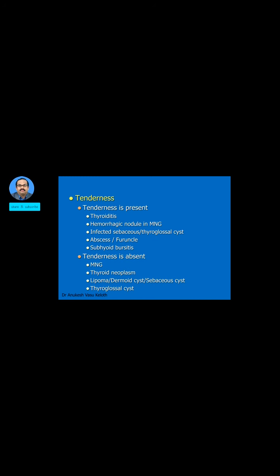The second sign was tenderness. Tenderness may be present in thyroiditis, or if there is hemorrhage into a nodule in the multinodular goiter, and in the earlier mentioned conditions, that is infected sebaceous cyst, infected thyroglossal cyst, abscess, furuncle, subhyoid bursitis. Now it is usually absent in a multinodular goiter, thyroid neoplasm, thyroglossal cyst, lipoma, dermoid cyst, sebaceous cyst. In exceptional cases, one of the nodules may be thyroiditis, one of the nodules may be hemorrhagic, so you can have tenderness. So those are the various things that can cause tenderness in the neck swelling.